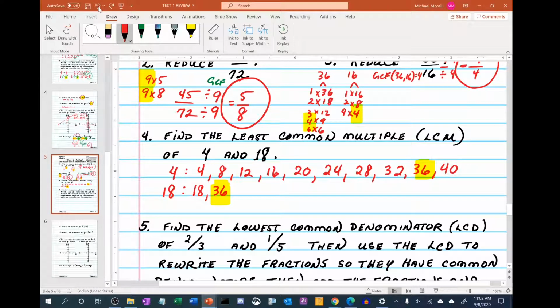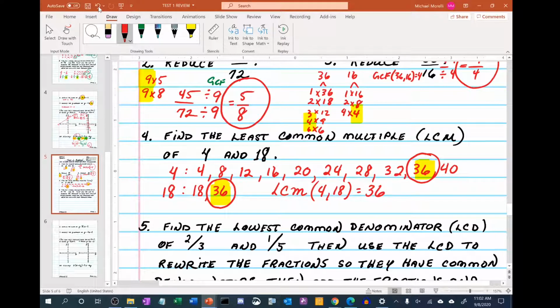So if we're looking for the least common multiple, and by least common multiple, I mean the lowest number that is common in both lists, it's going to be 36 here and 36 here. So we can say LCM of 4 and 18 equals 36.